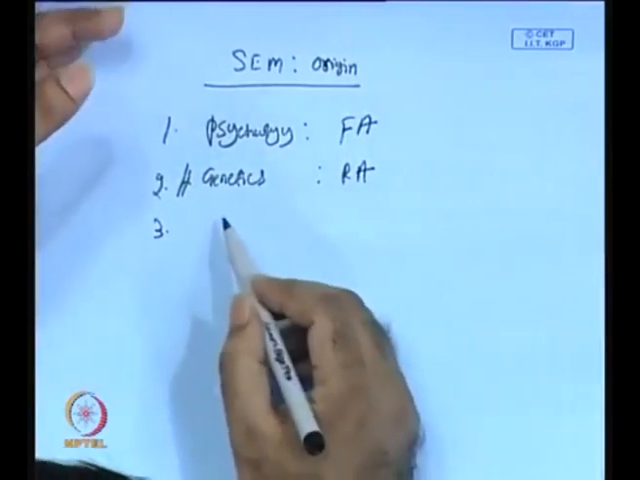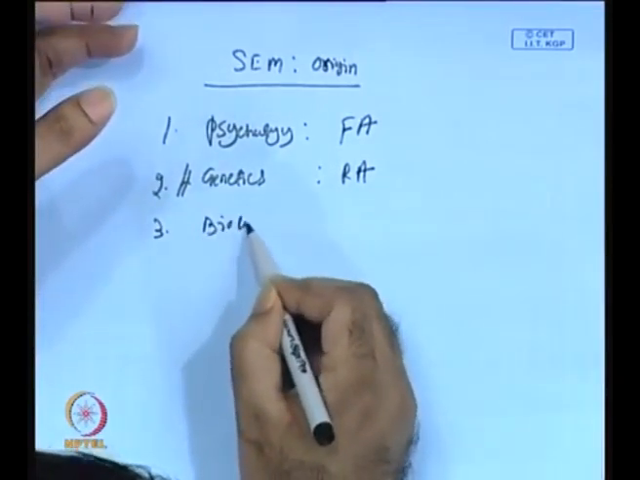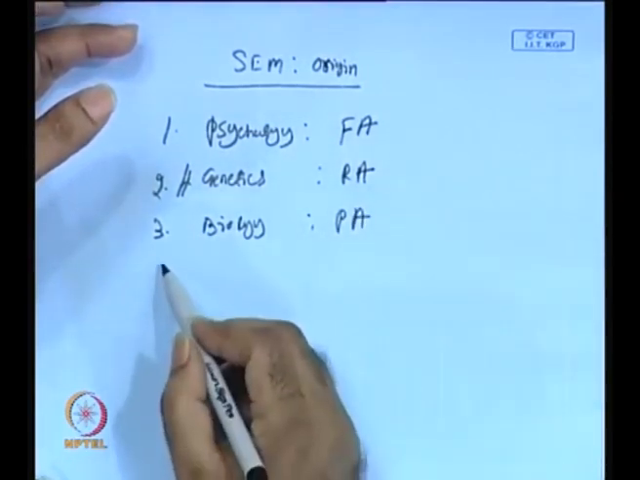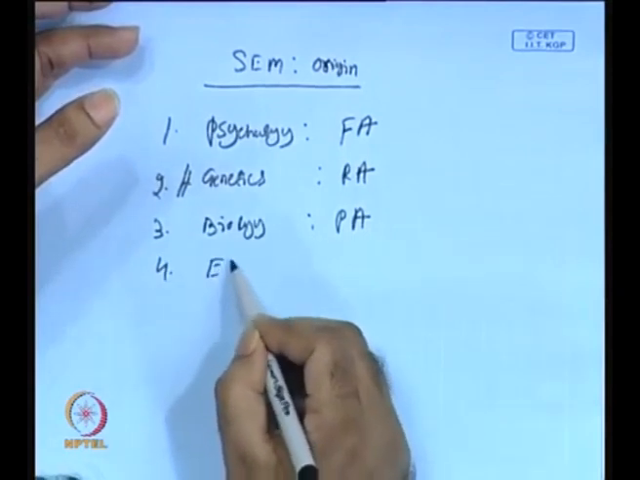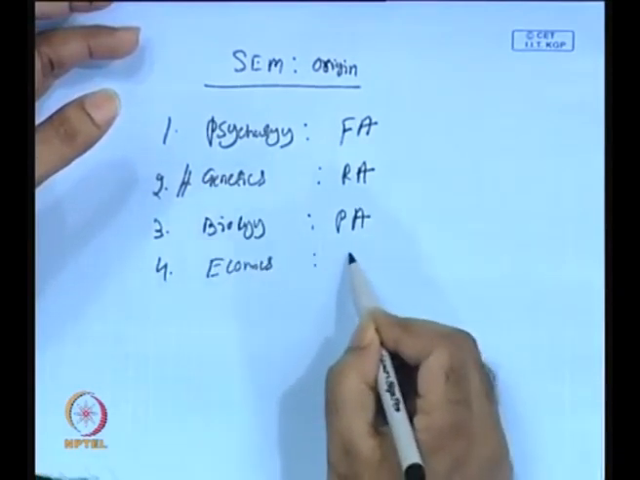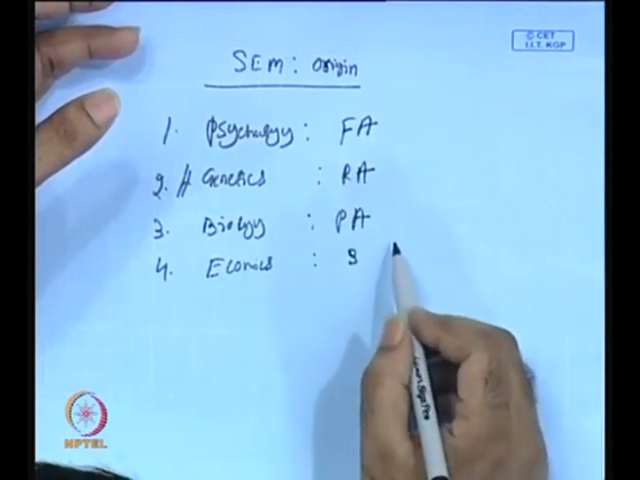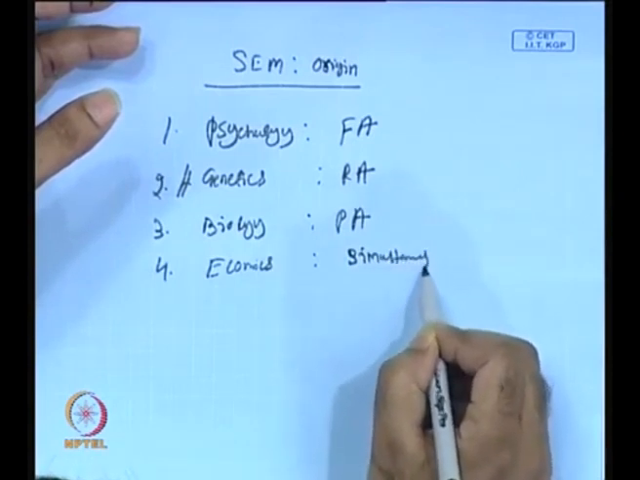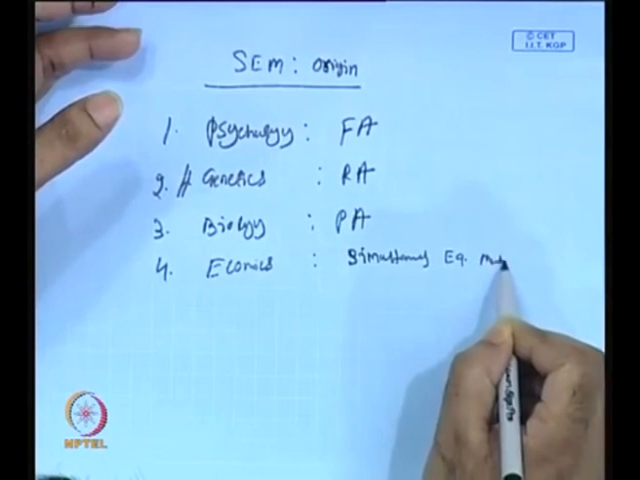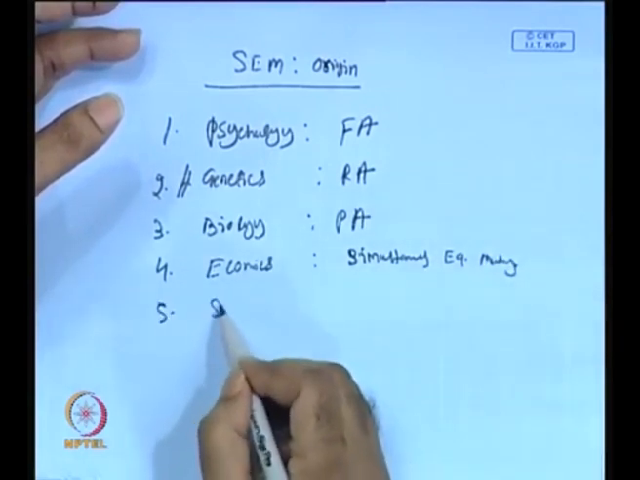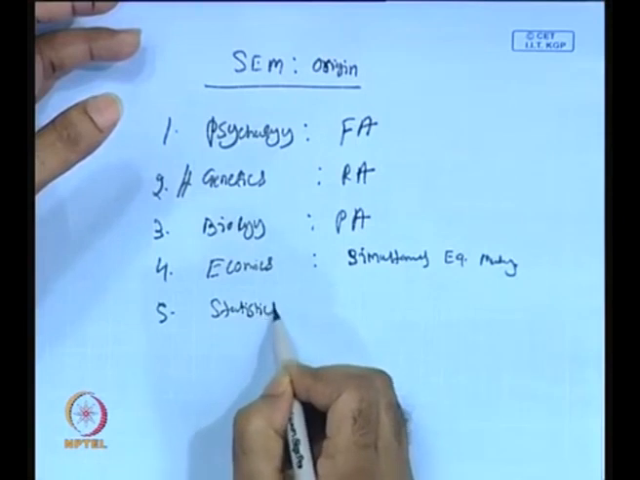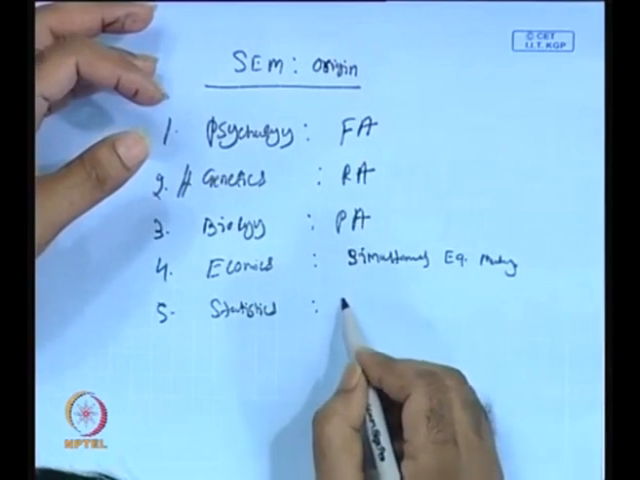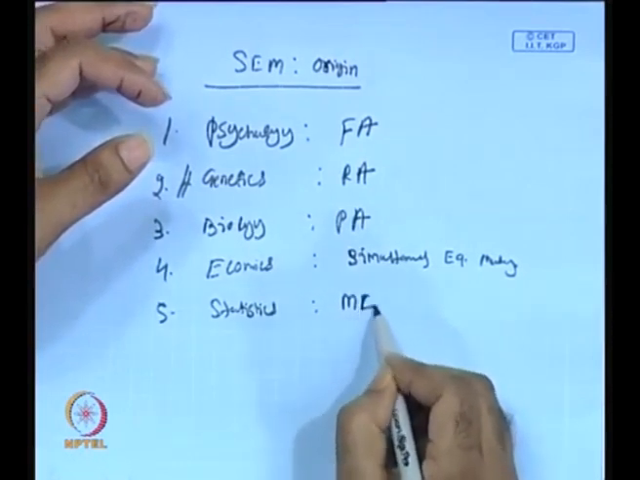Then third, in biology, it is the detection of path analysis. Fourth, economics gives you structural equation modeling, that is, simultaneous equation modeling. Then we have the integration of statistics. In statistics, it is the method of maximum likelihood estimation.